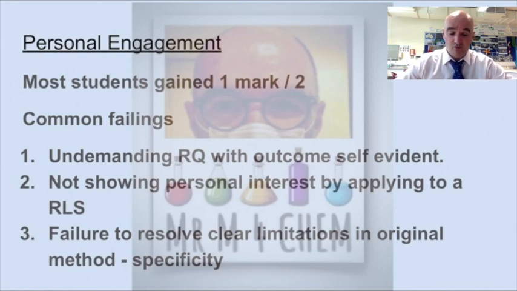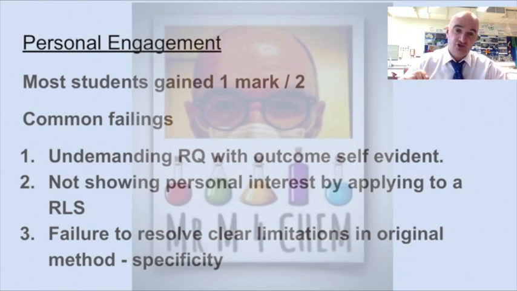The other big problem was failure to resolve clear limitations in the original method. Specificity is something which IAs are marked down for on an alarmingly frequent basis. There seems to be a massive assumption that if you throw some water into a vitamin C containing fruit, everything that comes out is vitamin C. Well, it's not. There's all sorts of water-soluble things in an apple, an orange, a kumquat, a durian, whatever it is that you're happening to be reacting with.